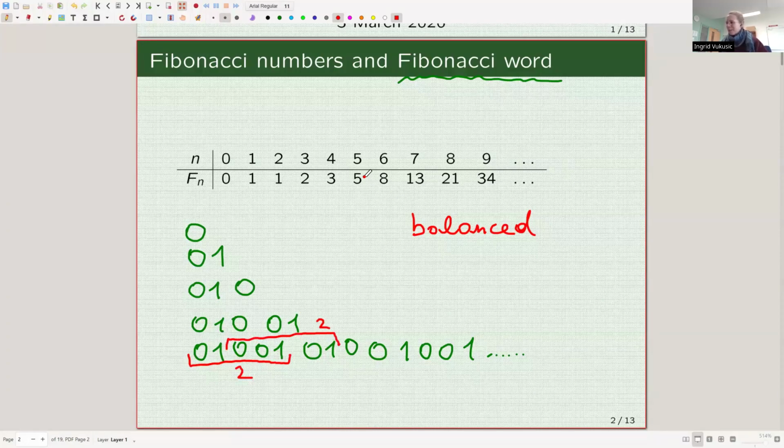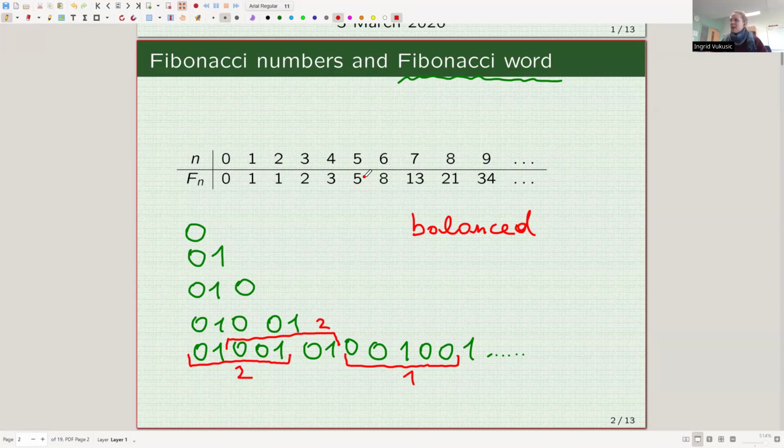Well, no. For example, here we've got just weight 1. But if you look at all the factors of length 5, you will see that all of them have either weight 1 or weight 2. And this fact that they have exactly 2 possible values, that's when we say the factors of length 5 are balanced. And if for every length, all the factors of that length are balanced, then we say that the word is balanced. And it turns out that the Fibonacci word is indeed balanced.